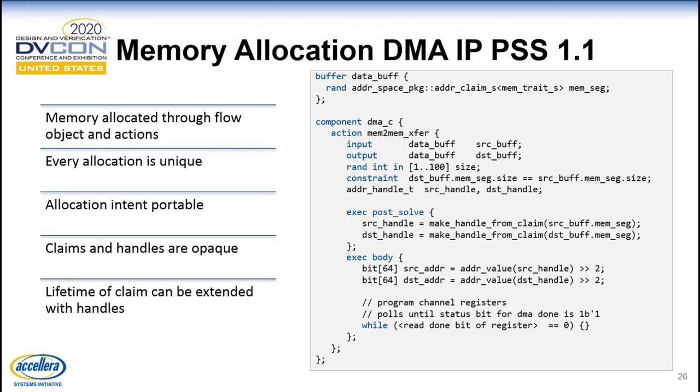So now memory is allocated through the object that we have defined, either create an instance in a flow object or an action. Every allocation is unique. Allocation intent is portable. Lifetime allocation can be extended. There is a complex example that's part of the spec, or a user guide maybe will come out.